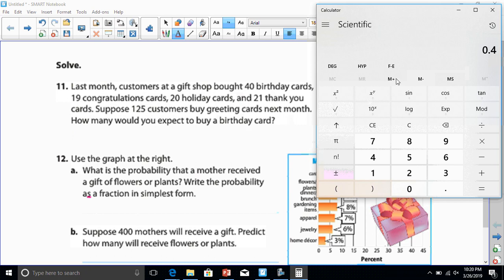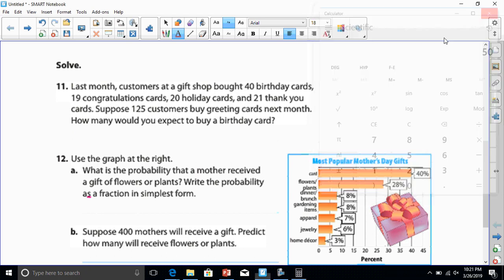How many could we expect? Well, we would multiply this ratio times the number of customers. See, if we took 0.4 and multiplied it by 100, we got 40. See, 40 birthday cards. So we're going to take that 0.4 now, and we're going to multiply it by 125 instead. And that gives us 50. All right, so that tells me that it's going to be approximately 50 cards.